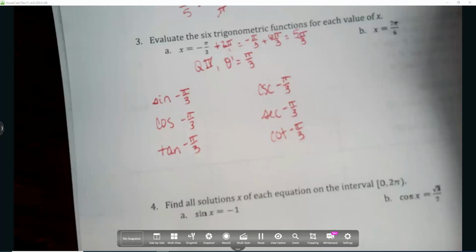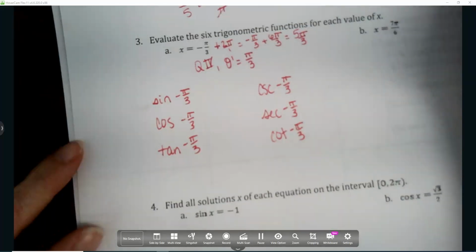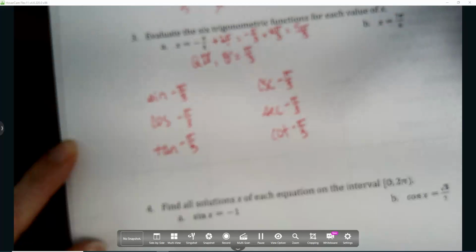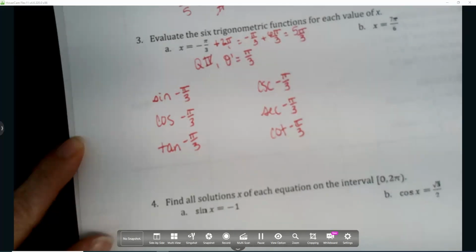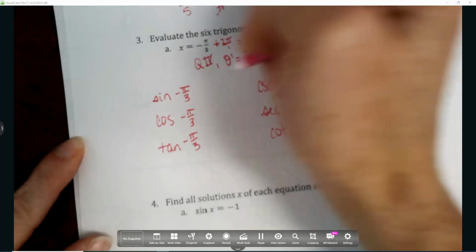Sine is negative. Yes. Why won't this quit focusing? This is so frustrating. I tried to picture the table, but I couldn't see it.